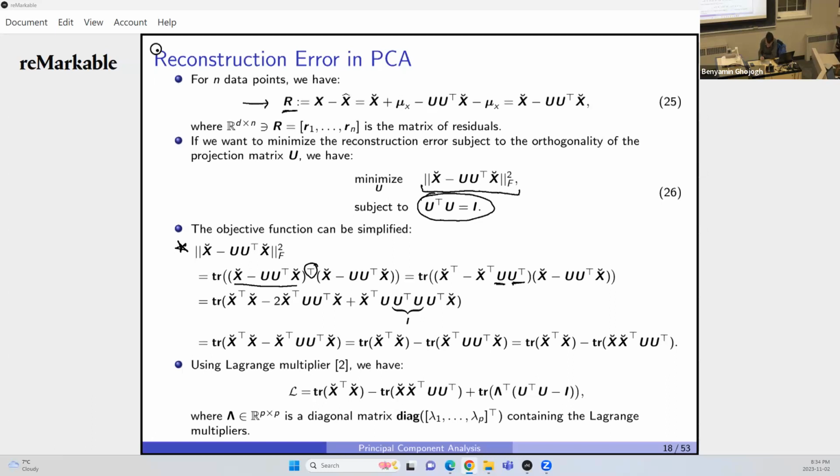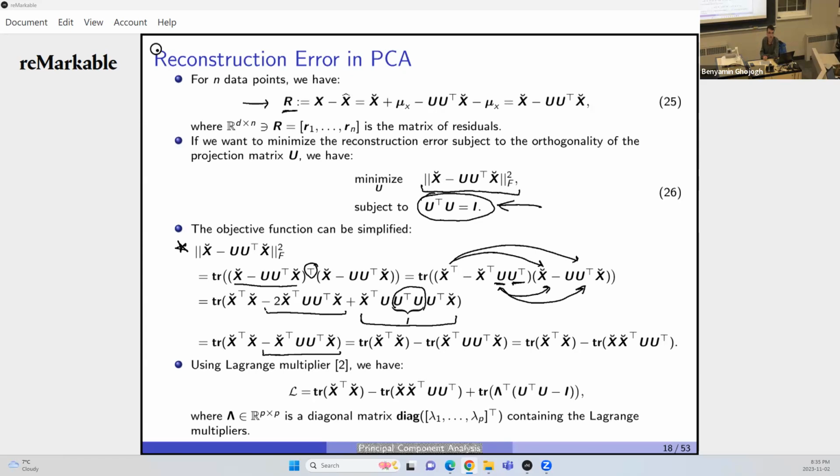Okay. Now I multiply the elements to each other. So I'll have 4 elements, right? Interestingly, I have U transpose U in the middle, which was the constraint. According to the constraint, it's identity. So it simplifies. Again, interestingly, here I have minus 2 X breve transpose UU transpose X breve, and here I have 1 X breve transpose UU transpose X breve. So they simplify to only minus, right? Minus 2 plus 1 becomes minus 1, right?